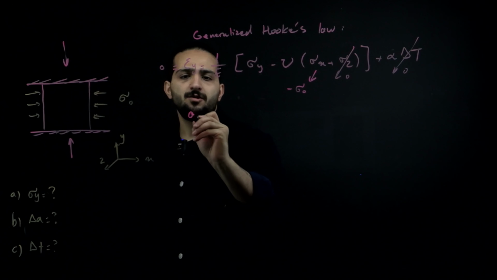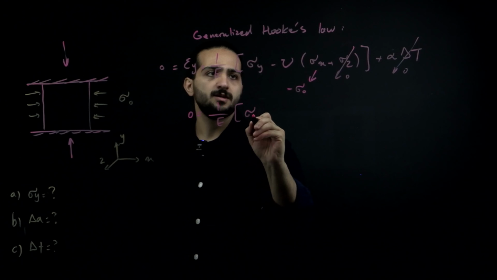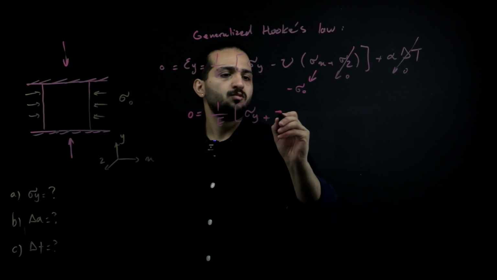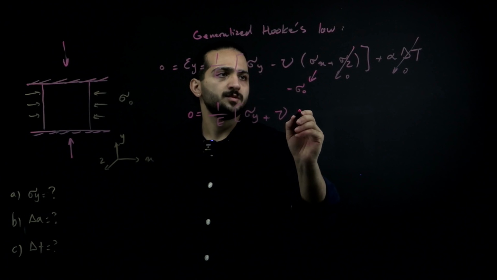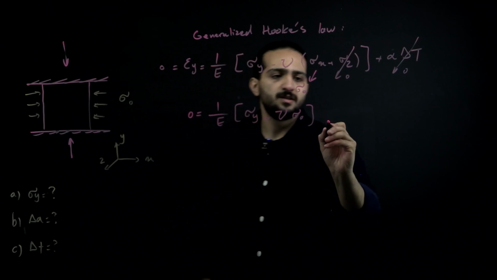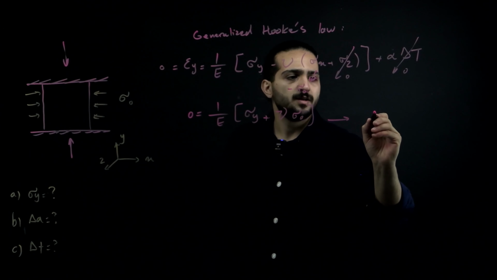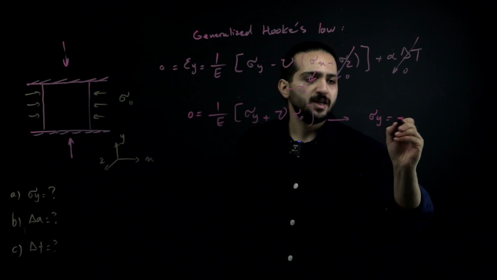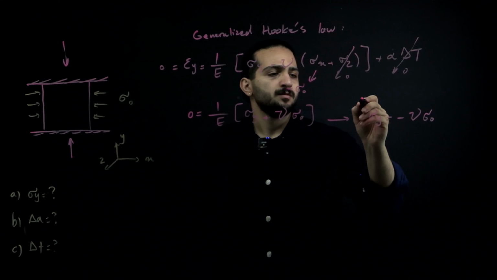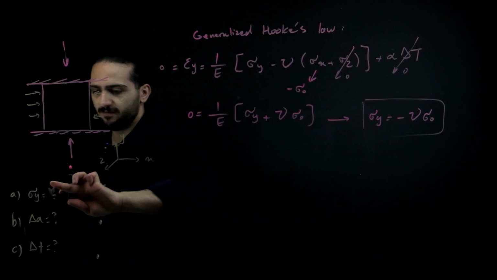This negative sign shows that the element is in compression in the x direction. So we have 0 is 1 over E sigma y plus Poisson sigma 0. And this will give us sigma y equal to negative Poisson sigma 0. And this will be the answer for part A of the question.